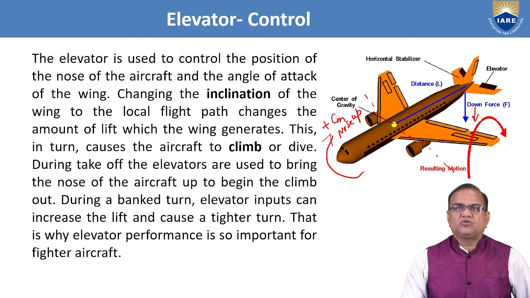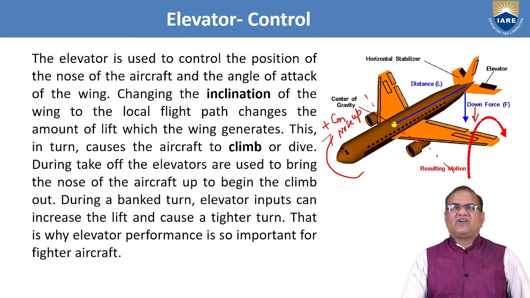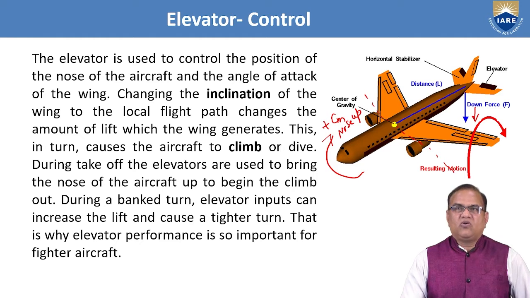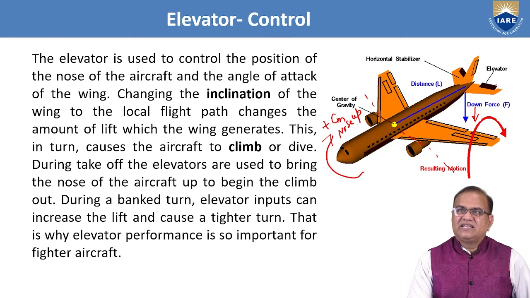The elevator is used to control the position of the nose of the aircraft and the angle of attack of the wing. Changing the inclination of the wing to the local flight path changes the amount of lift which the wing generates. So what happened here? When it is at the zero setting, it will generate some amount of lift. If it is a symmetrical airfoil, there will not be any lift. As and when we deflect this elevator, the camber of this horizontal tail is now changed.